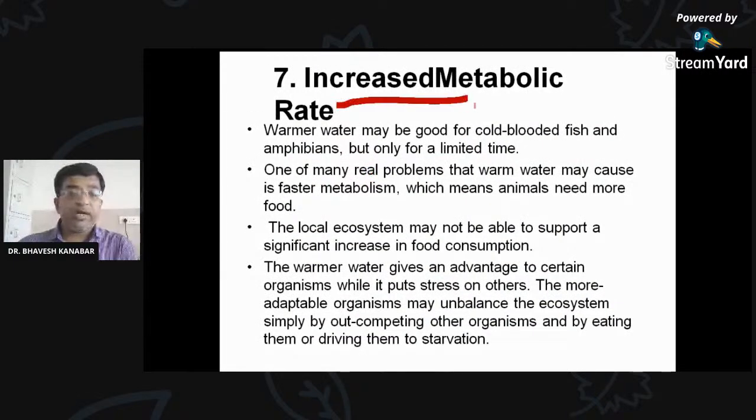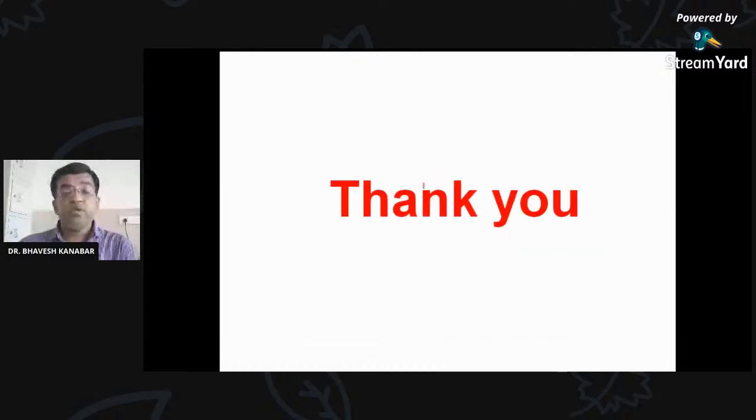Increased metabolic rate of the cold-blooded fish or amphibian. So that is all about thermal pollution. Everything about soil, marine, and thermal pollution.